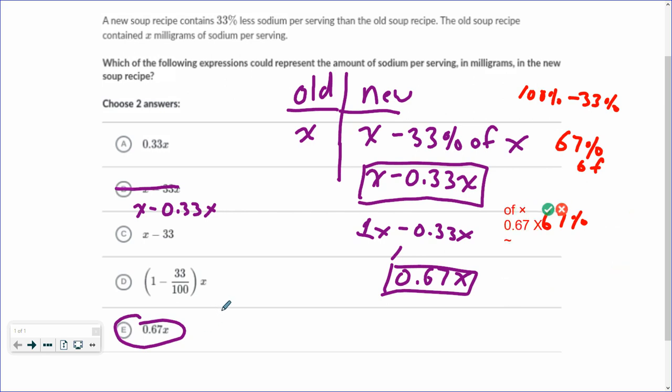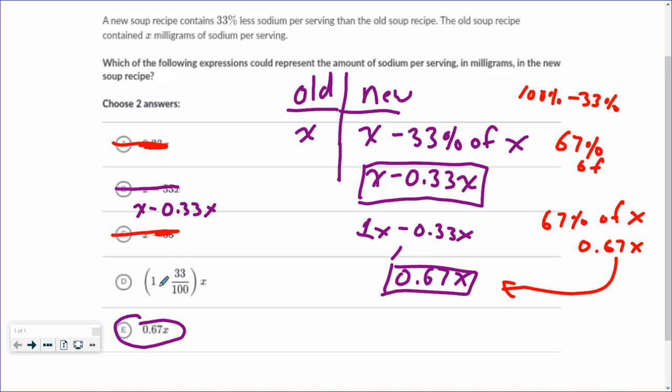All right, so now let's look at some of these other answer choices. Well, this one is out because that's just 33% X. That's how much less, but we want to know how much there is now in the new formula. And this is X minus 33, which is just, no matter what X is, you subtract 33. That doesn't make sense. That leaves us with this answer here.